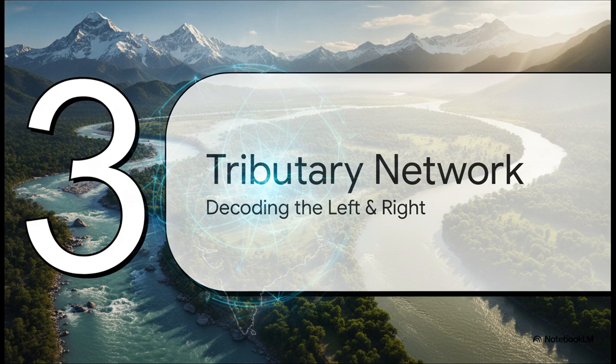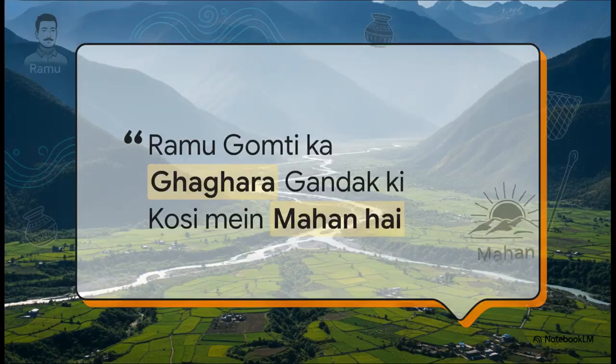All right, Section 3, Decoding the Tributary Network. Let's look at the left and right banks. You see, a 2,525-kilometer river absolutely doesn't survive all on its own. It's fed by this sprawling, crazy web of tributaries, joining from the left bank, which are mostly your Himalayan rivers, and the right bank. Let's tackle those left bank Himalayan tributaries first, because examiners just love asking for their exact west to east sequence. So here's our second powerful mnemonic, Aramu Gomdi Gagra Gandak Ki Kosi Me Mahan Hai. Once again, kind of an odd-sounding Hindi phrase, I know, but trust me, it's an absolute lifesaver.